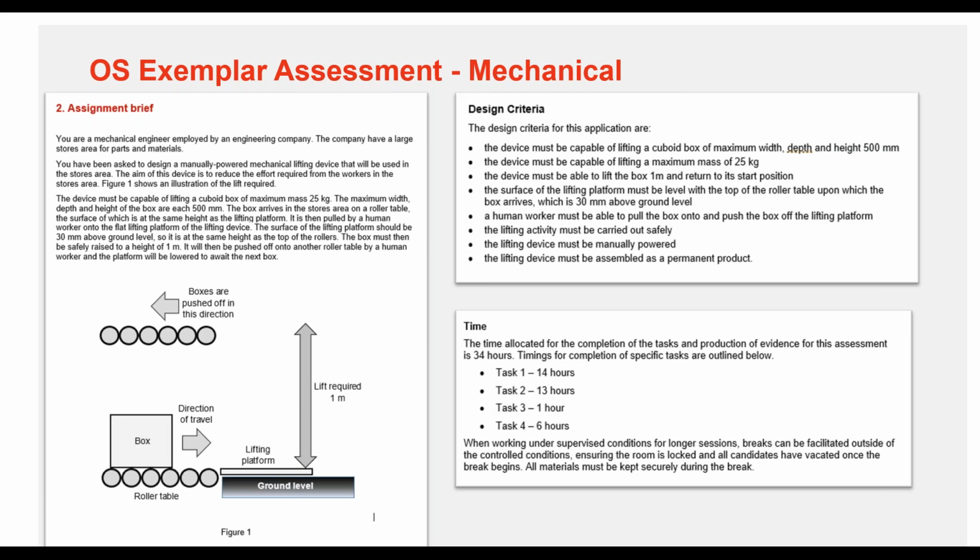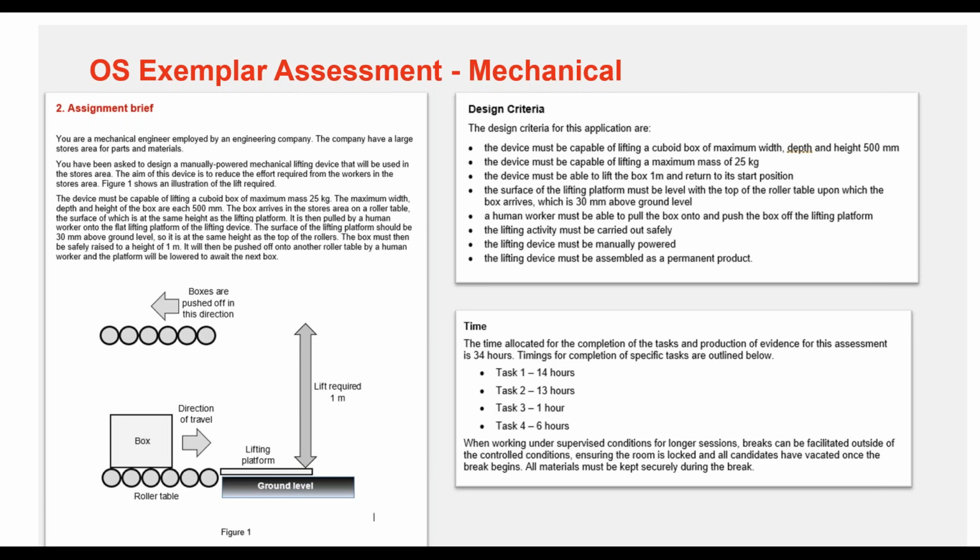With this one, they are a mechanical engineer employed in an engineering company. They're asked to design a manual power mechanical lifting device. And as you can see, they're given some information as well. Within the design criteria, lifting a cuboid box, the lifting activity must be carried out safely, must be manual powered, and must assemble as a permanent product. So as you can see, we've given some detailed information on what the learners need to complete those designs to as well.